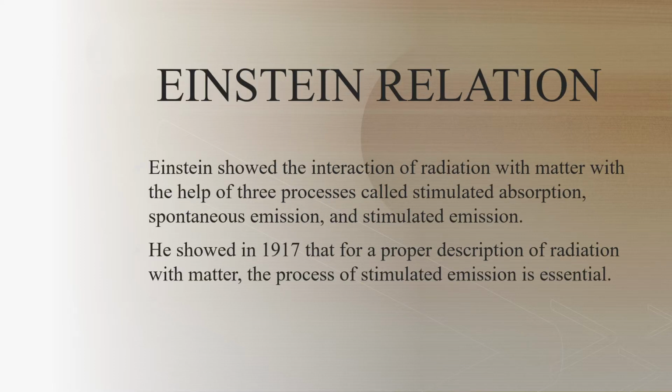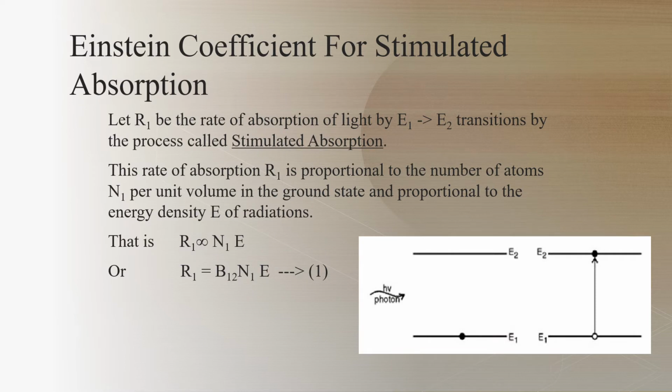Einstein relation. Einstein showed the interaction of radiation with matter with the help of three processes called stimulated absorption, spontaneous emission, and stimulated emission. He showed in 1917 that for a proper description of radiation with matter, the process of stimulated emission is essential.